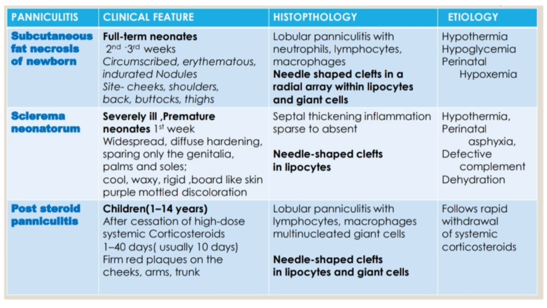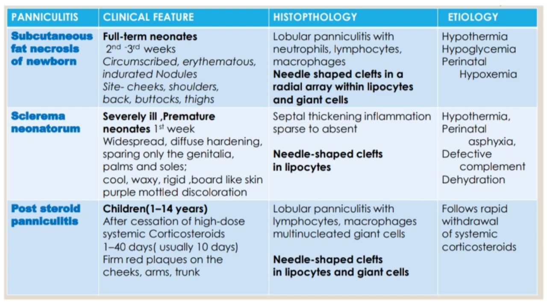Post-steroid panniculitis is seen in the age group of children 1 to 14 years, basically because of rapid withdrawal of systemic corticosteroid, usually seen within 1 to 40 days, usually within 10 days. It presents as a firm red plaque on the areas where fat is deposited following systemic corticosteroid therapy, including cheeks, arms, and the posterior neck. It also presents with needle-shaped clefts in the lipocytes and giant cells. It is a lobular panniculitis with lymphocytes, macrophages, and multinucleated giant cells.